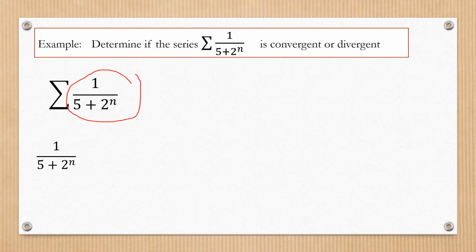Maghanap tayo ng sequence kung saan pareho yung behavior ng kanilang graph. And then i-compare natin yung dalawang sequence. Because if we are able to find out that the other sequence is convergent or divergent, most likely itong given series na ito is also convergent or divergent.